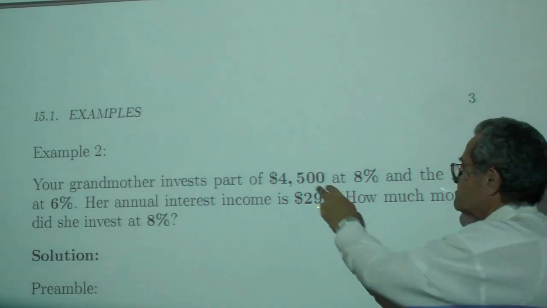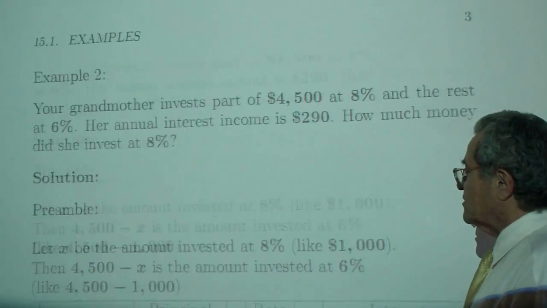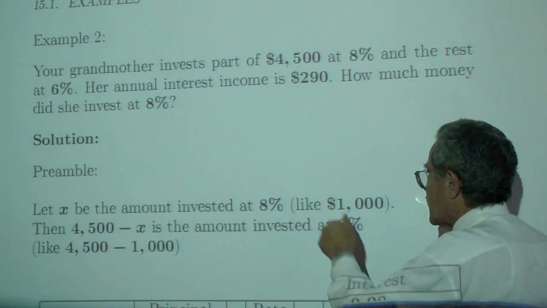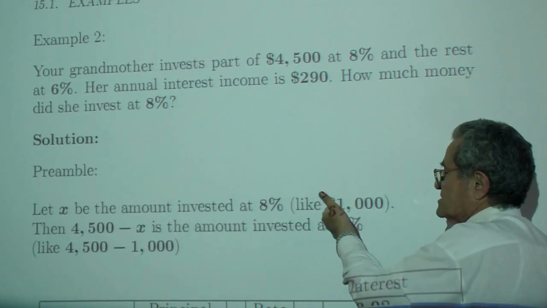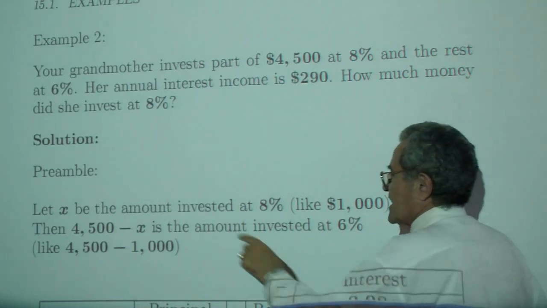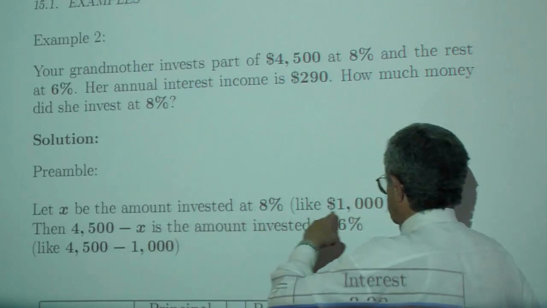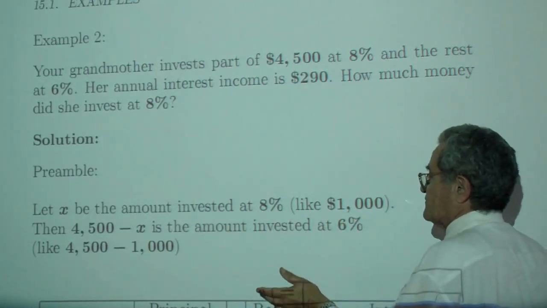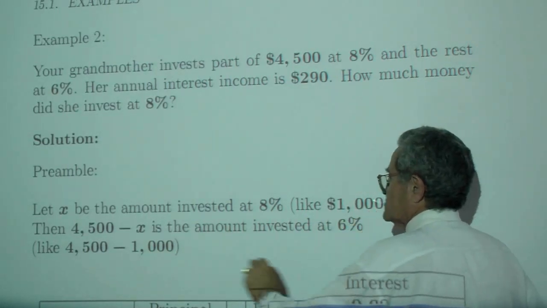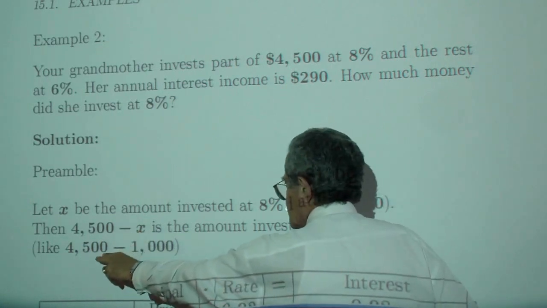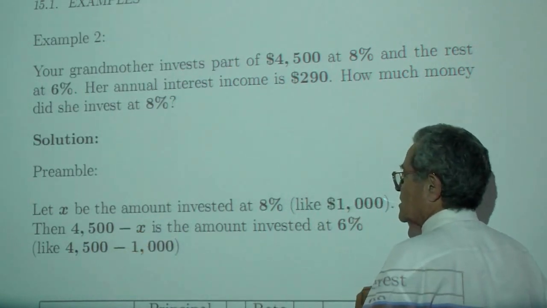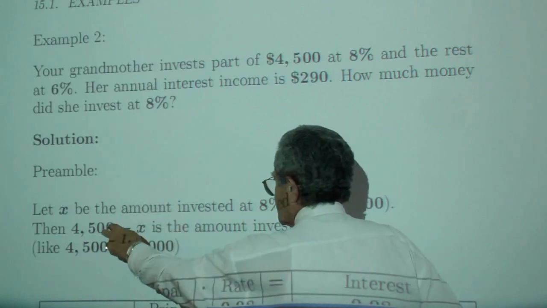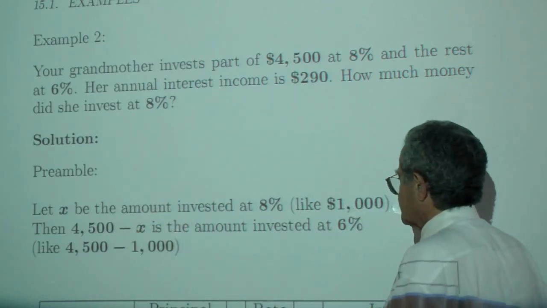Okay, she invested only part of this at 8%. Well, I know the part. The part is X dollars. Like suppose X is $1,000. Then how much did she invest at 6%? Well, what is left? You have $1,000, you have a total of $4,500, so $4,500 minus 1,000. Or if the amount is X, $4,500 minus X.